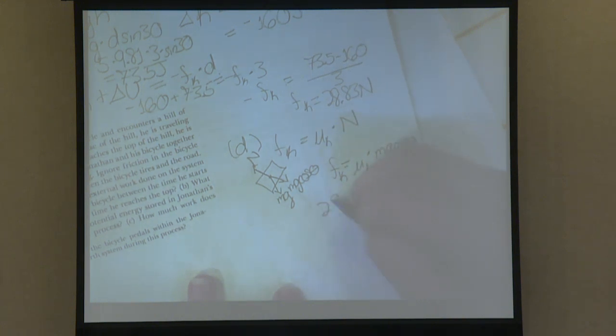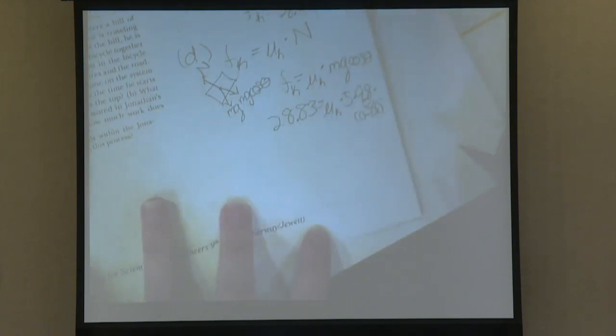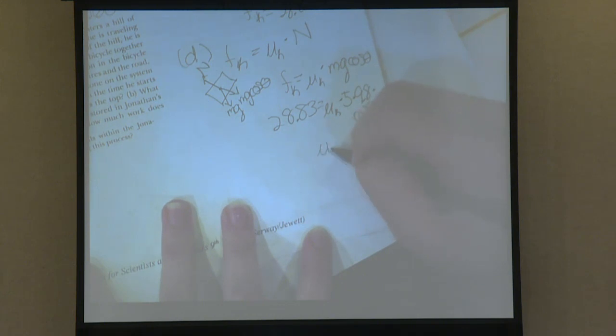And knowing that the friction is 28.83, which we already found, we can plug in for the mass, plug in for gravity, and our angle is 30 degrees. So our coefficient of friction is going to be equal to 0.679.